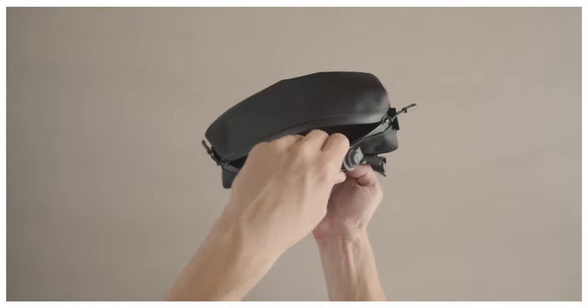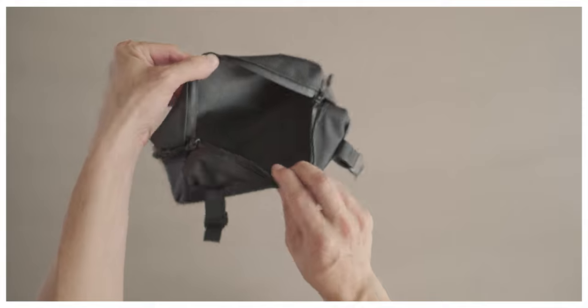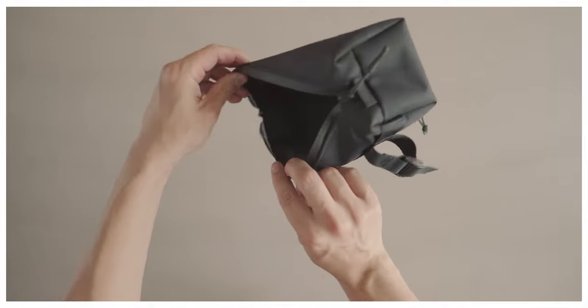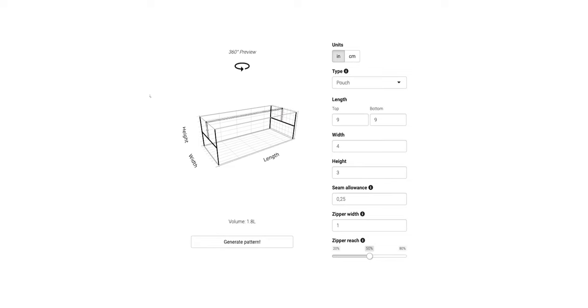However, if you would like to have a go at making one of these, you can easily make it any size you like using the pattern generator, which you will find over at zipworks.io.